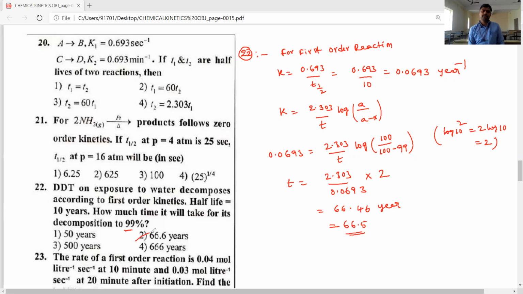The answer is the second option. We can't calculate directly because we don't know the rate constant. That rate constant we calculated for the first order reaction by using its half-life value. After that, we found how much time is required for the complete decomposition of 99% of DDT. It takes 66.5 years. Okay, let's see the 23rd question.